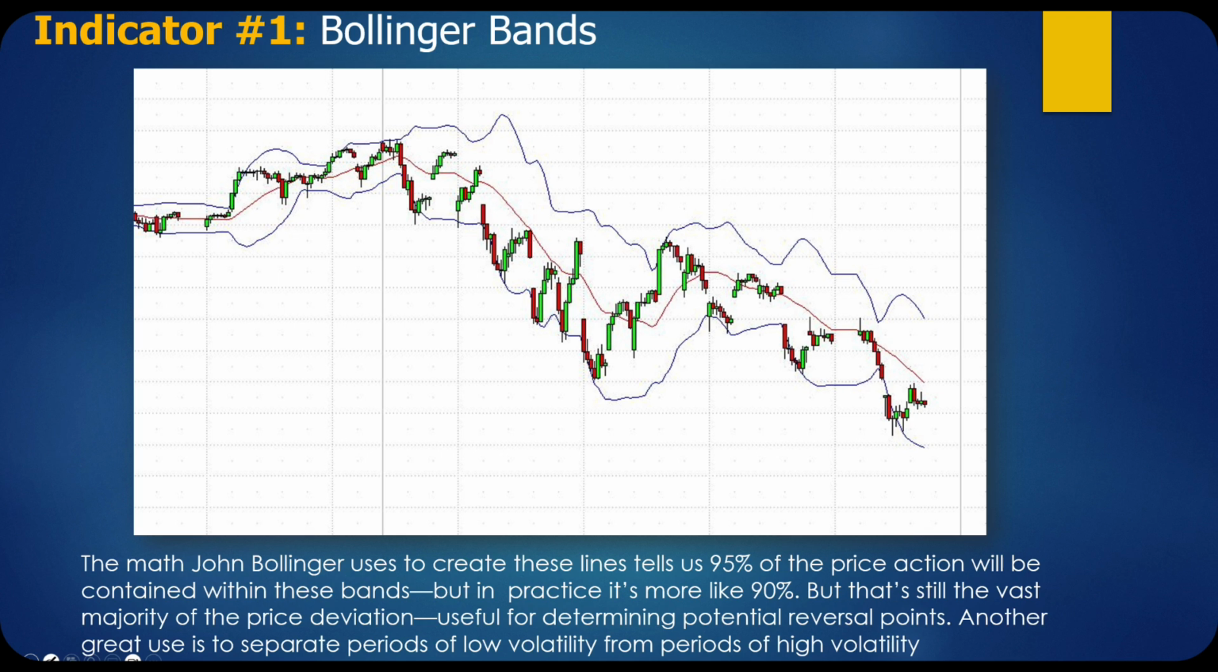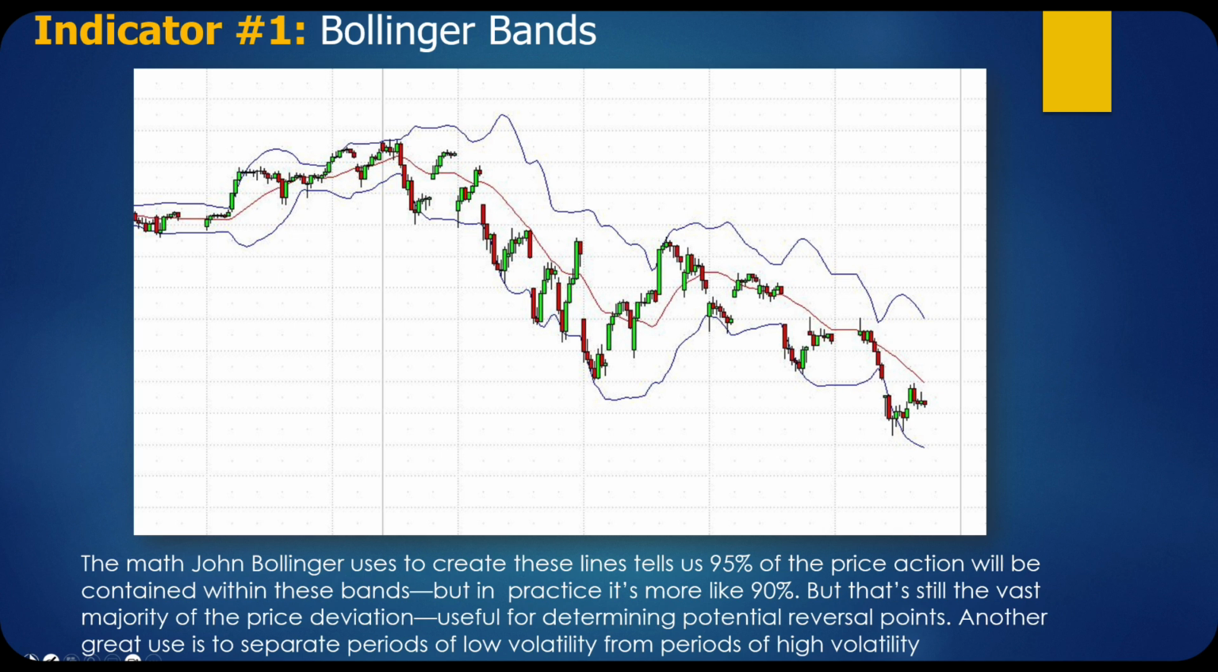So the math John Bollinger uses to create these lines tells us 95% of the price action will be contained within these bands. But in practice, it's more like 90% in the real world, but that's still the vast majority of the price deviation, and it's useful to determining potential reversal points. So you can really tell when something's getting ready to snap back, and you can see it over and over when you're looking at the chart here.